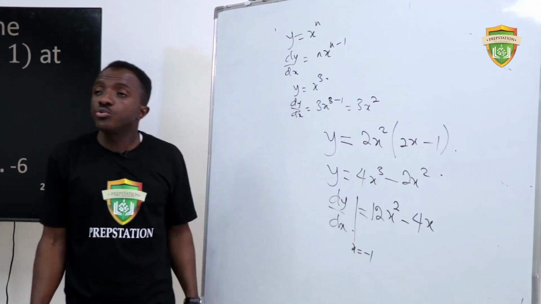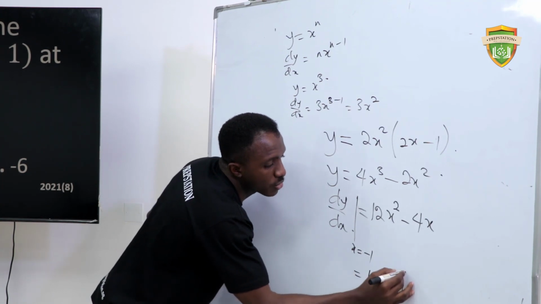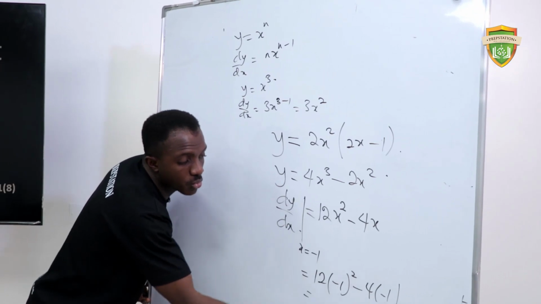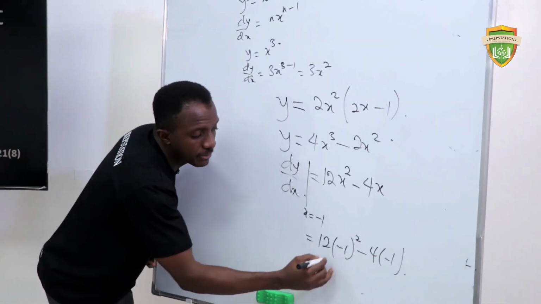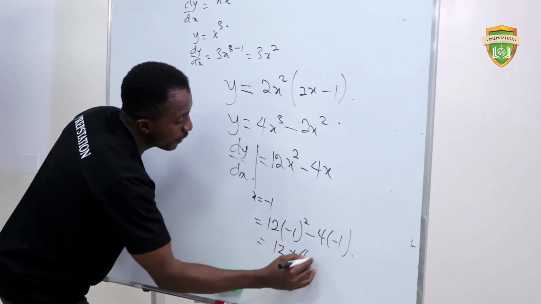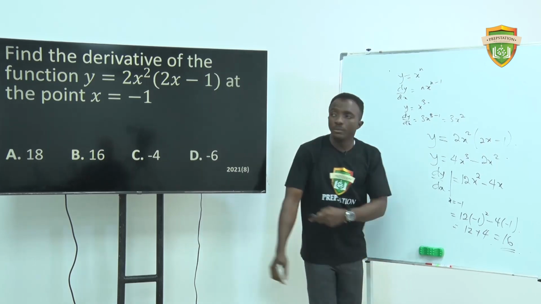Simply substitute minus 1 into that. So we have 12, open bracket, minus 1 squared, minus 4, put the minus 1. Now, minus 1 squared is simply 1. 1 times 12 is 12. Minus times minus is plus. 4 times 1 is 4. So 12 plus 4 is 16, which is option B.